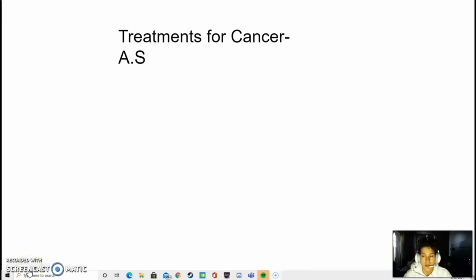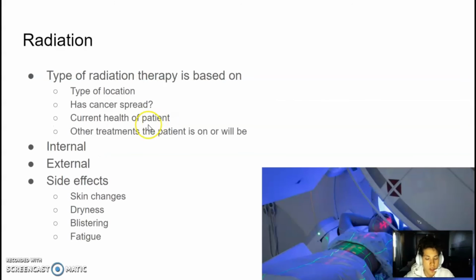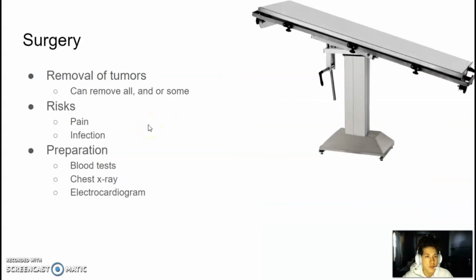Hello, Professor Otero. I'm here to discuss the treatments for cancer for you. There are 3 main treatments: surgery, chemotherapy, and radiation. Surgery is the removal of the big tumors. They don't necessarily remove all of them, they remove some of it.